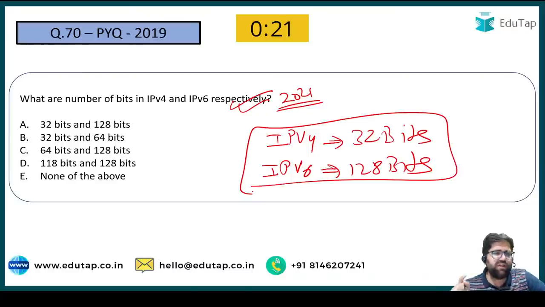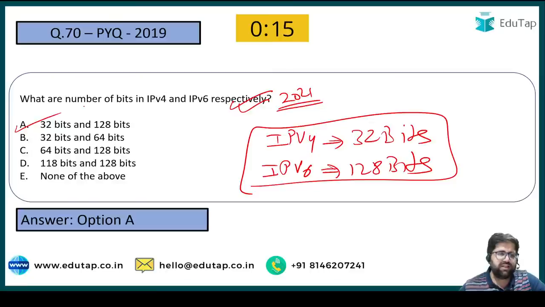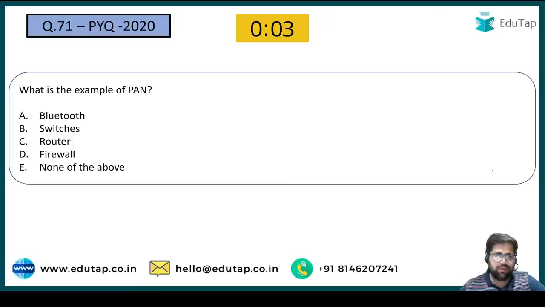Nilesh is going with E. Why E? 32 and 128 is correct, right? So option A will be the answer. Let me recheck. Yes, answer is option A only, right? Okay, so it was a mistake. Yes, currently we are using IPv4, but now we will be shifting to IPv6.